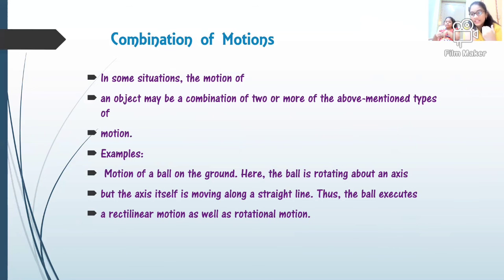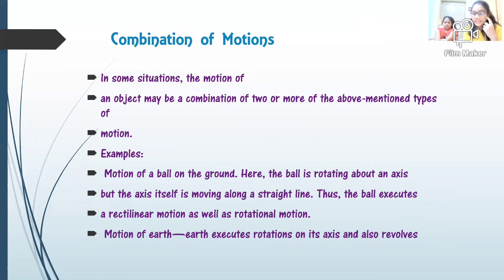Then we can also see the electrical fan motion. The blades are in circular motion, but the electrical fan's motion is rotational motion. As well as here, the ball is rotating, which is rotational motion, but it's moving in a straight line, which is rectilinear motion. This means the ball is a combination of two motions. Now, motion of Earth. Earth rotates on its axis and also revolves around the sun. So, rotation on its axis is rotational and revolving around the sun is circular.